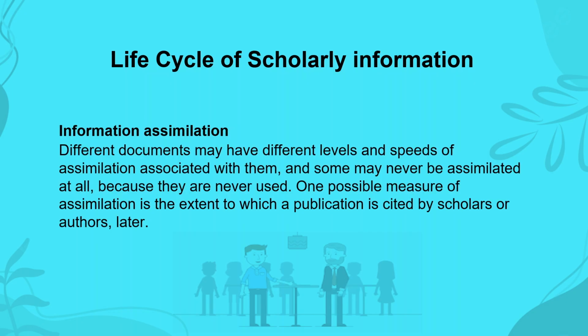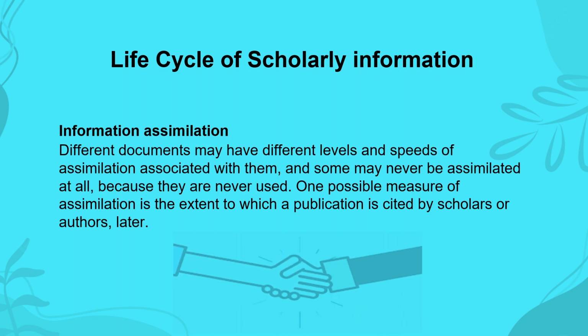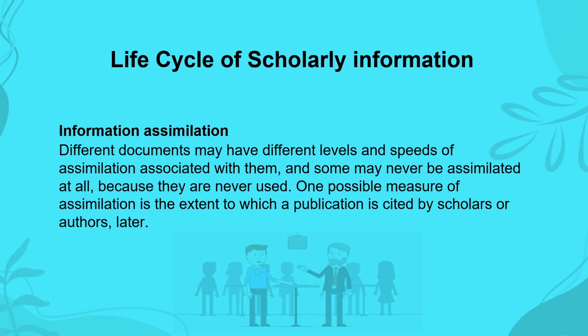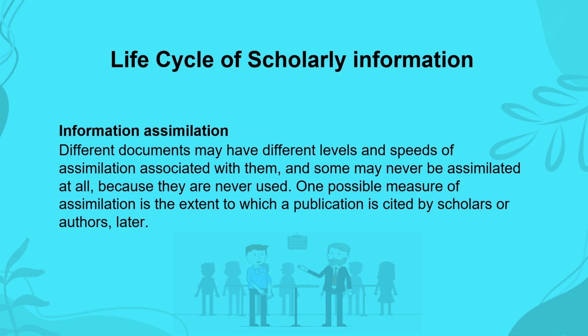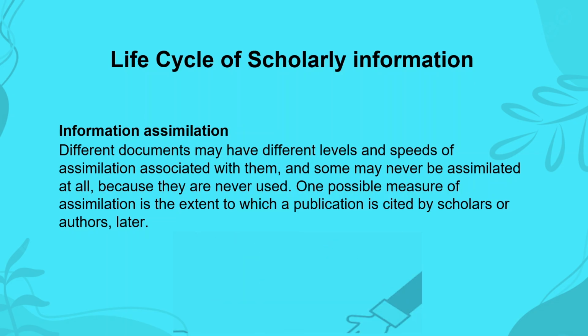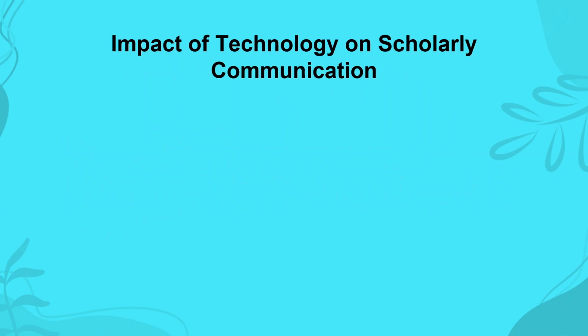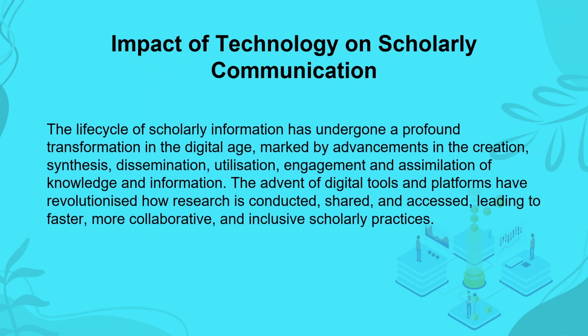Assimilation of information by the information user may occur through primary distribution or secondary distribution. Different documents may have different levels and speeds of assimilation associated with them, and some may never be assimilated at all because they are never used. One possible measure of assimilation is the extent to which a publication is cited by scholars or authors in a later period. Now, what is the impact of digital technology, or advancement of modern technologies, on the communication of scholarly information?